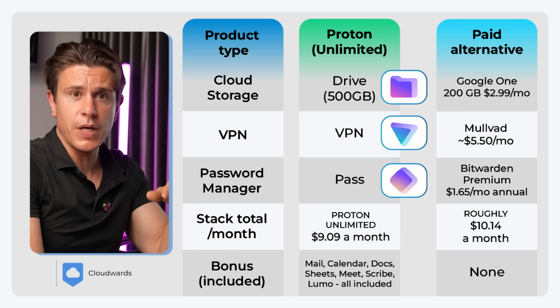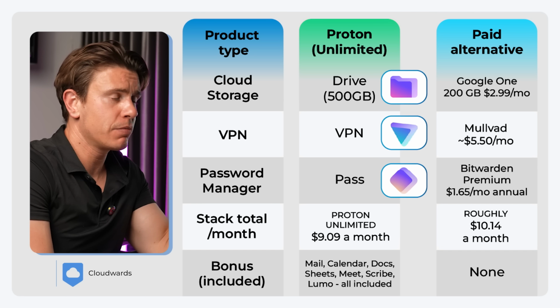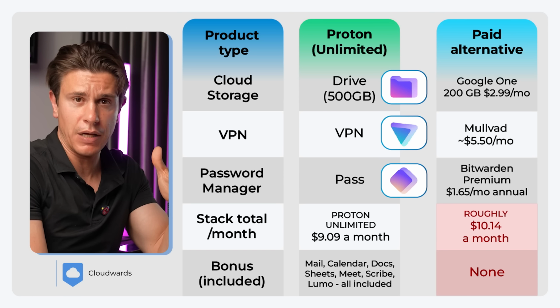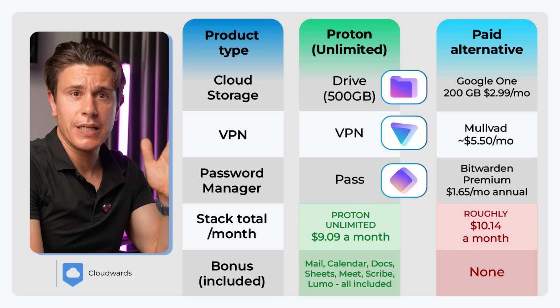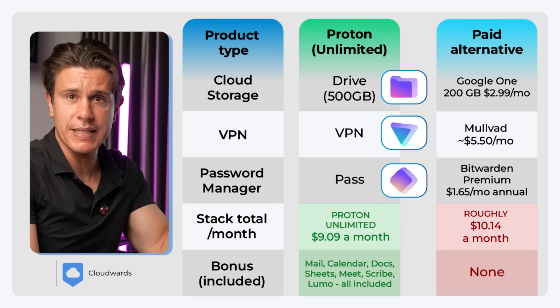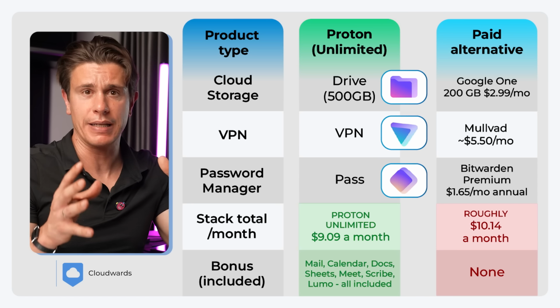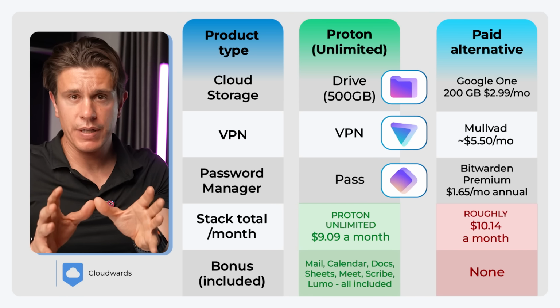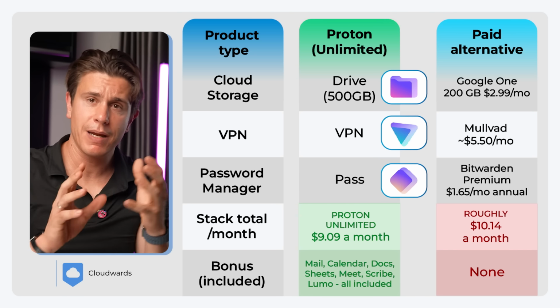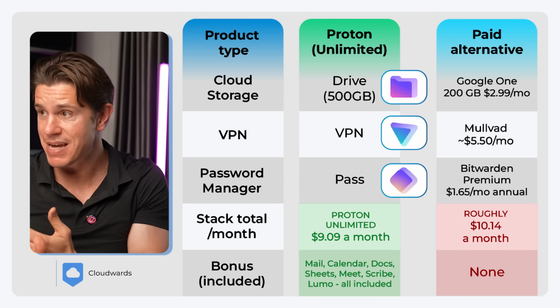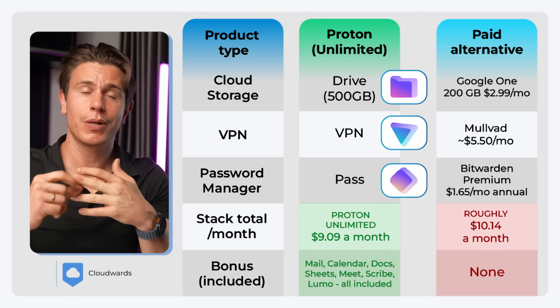Add those three alternatives up and you're at roughly $10.14 a month for cloud storage, a VPN, and a password manager. Proton Unlimited comes out to $9.09 a month. So the bundle costs slightly less than just those three subscriptions alone. You'd get more than double the storage. Mail, Calendar, Docs, Sheets, Meet, Scribe, and Lumo all come along on top.